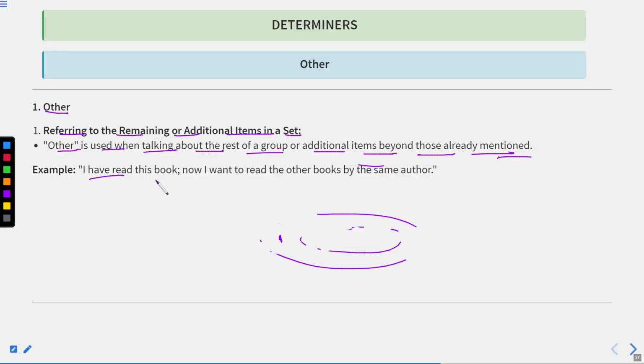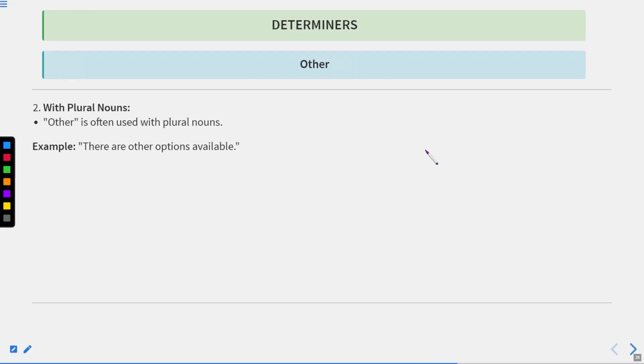Already mentioned: I have read this book. Now I want to read the other books by the same author. It means I have read one book, and now I want to read other books by the same author. It means the books which are also written by the same author, but which do not include this one, they are other ones. So other is used to show the rest of the things.